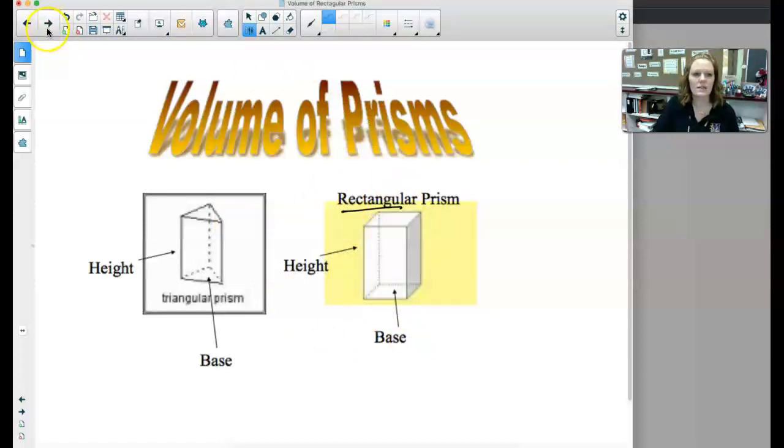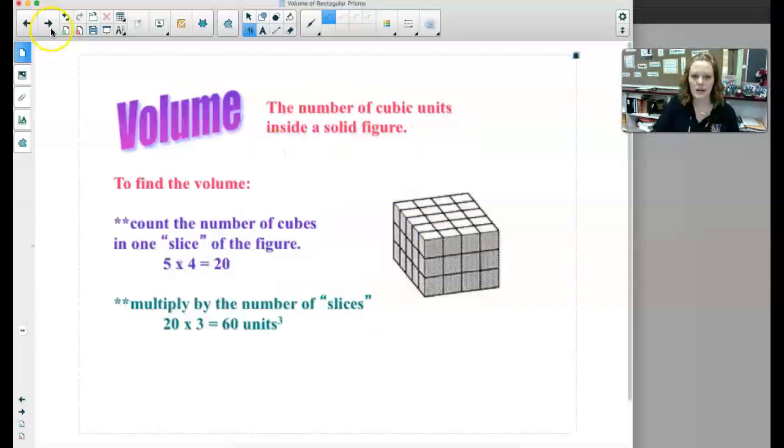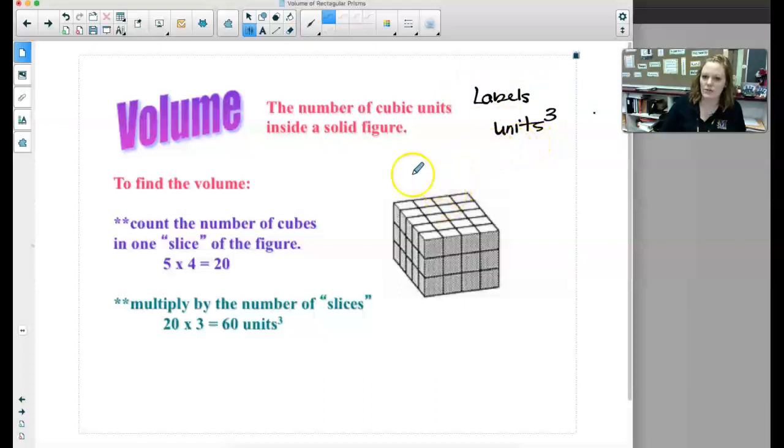Okay? So with a prism, if we're trying to find volume, it literally means that you are looking at the number of cubic units inside of a figure. So when we talk about labels for volume, we're talking about units cubed, because it's how many cubes does it take to fill the object.